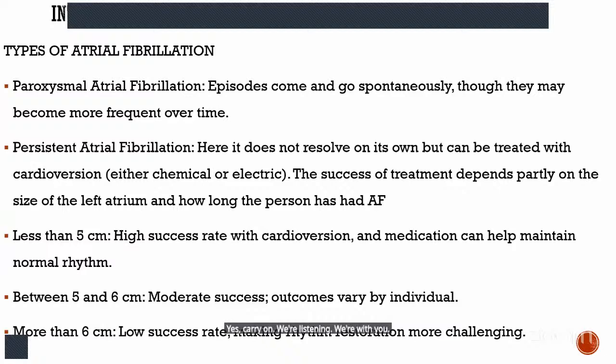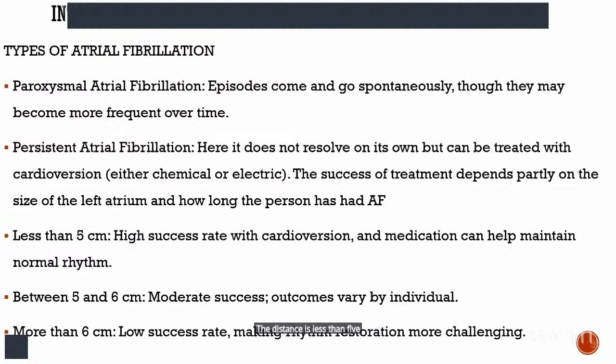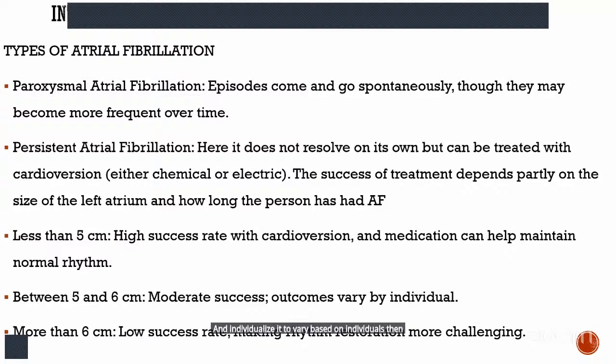Research has shown that the treatment of this atrial fibrillation is dependent on two things. That is the length of time which this event has occurred and the size of the left atrium. If the size is less than 5 cm, there's a higher success rate when it comes to this treatment. If it's between 5 and 6, there's moderate success, and it will vary based on individuals. If it's more than 6, the success rate is very little.